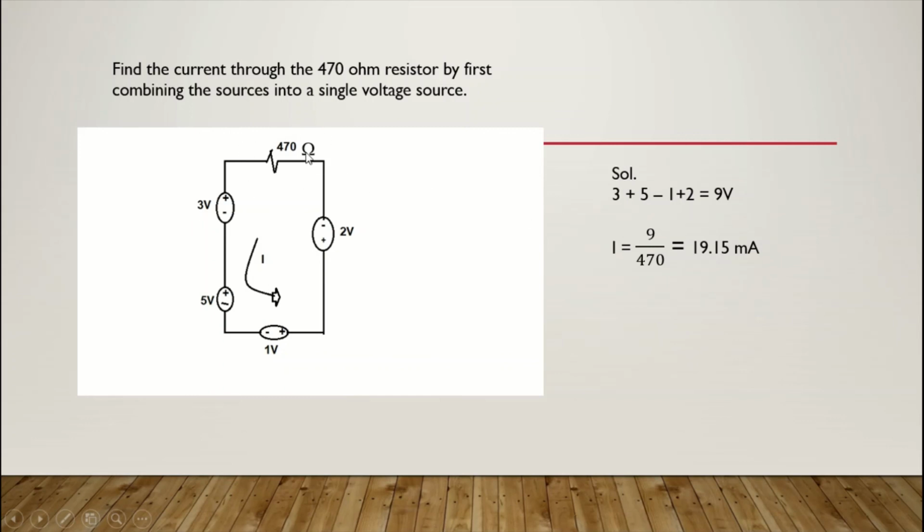And since we only have one resistance, and we already know the total voltage in this circuit, we can make use of Ohm's law to solve for the I, or the current I. I is equal to, diba, V over R. Solving for I in that formula or Ohm's law, I is equal to voltage divided by resistance. So, the total voltage in the circuit, which is 9 volts, divided by 470 ohms. And that is equal to 19.15 milliampere of current.